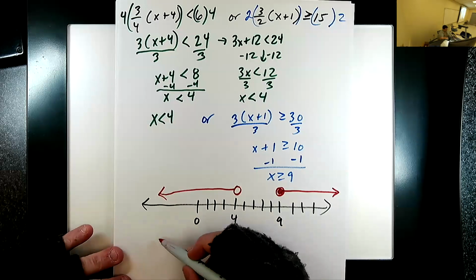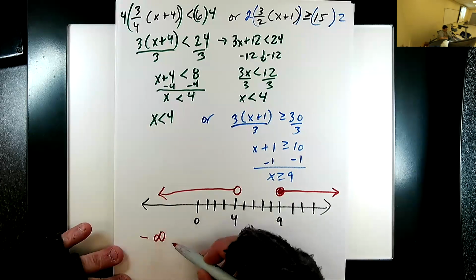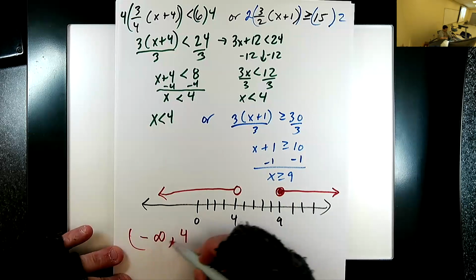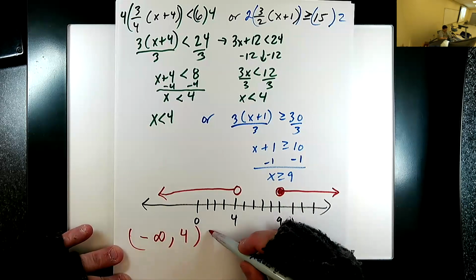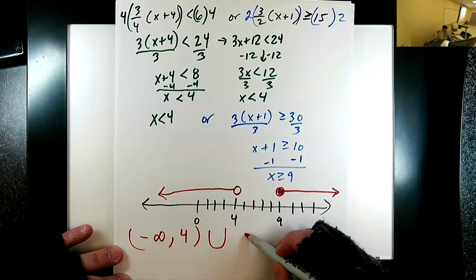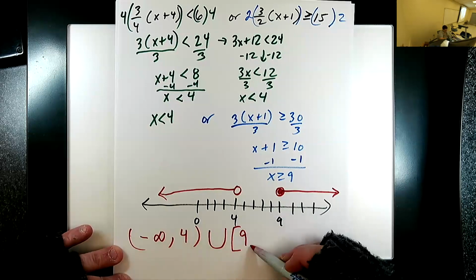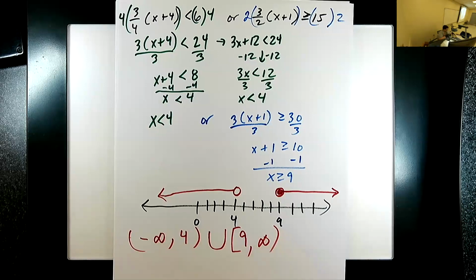And if I write this in interval notation, it starts at negative infinity. It goes up to 4. Stops at 4 and it starts again at 9, so we'll do the union symbol. And 9 is included, so we'll use a bracket on 9. And it goes up to infinity, which is parentheses.